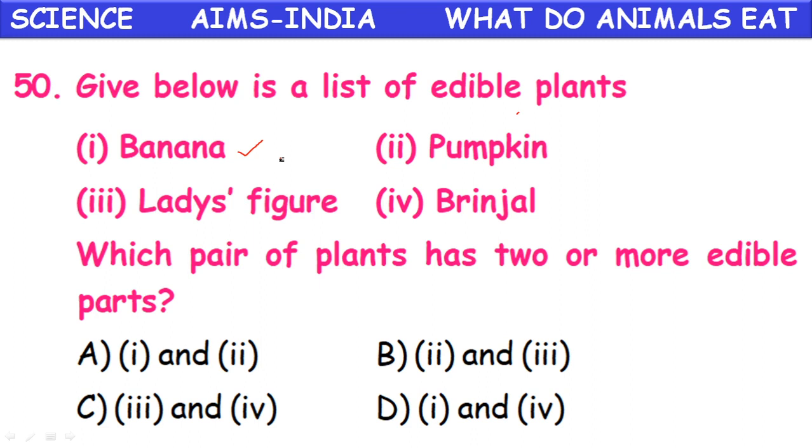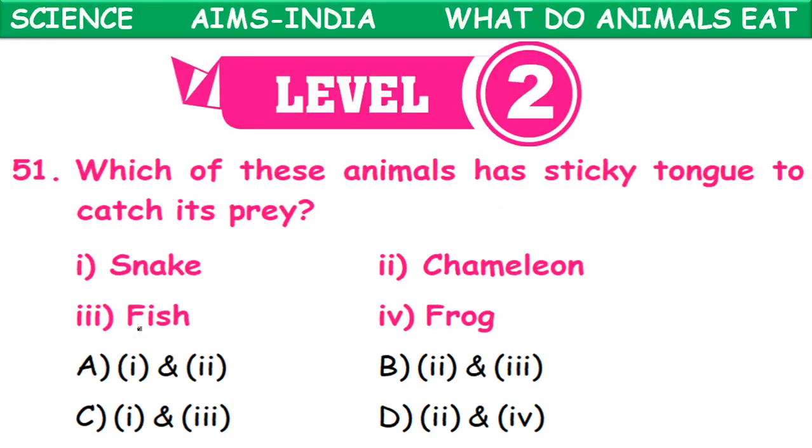Then next, pumpkin, seeds we eat and fruit we eat. And lady's finger and brinjal we eat only fruits. So here, 1 and 2. So far we have completed level 1.